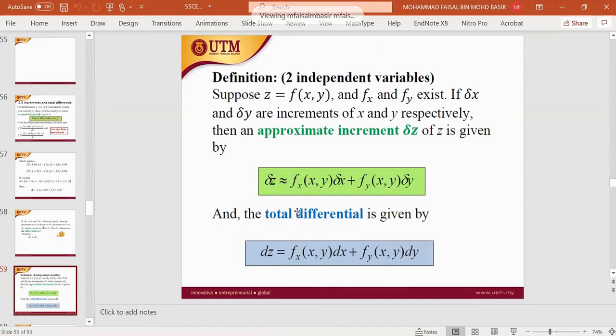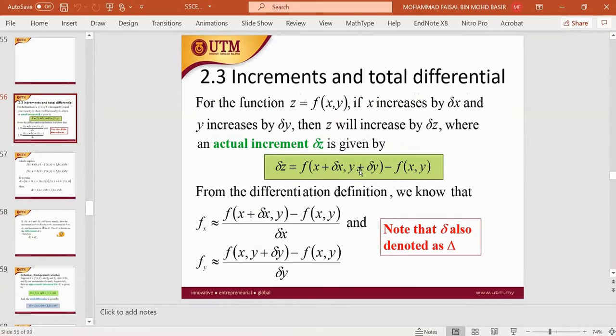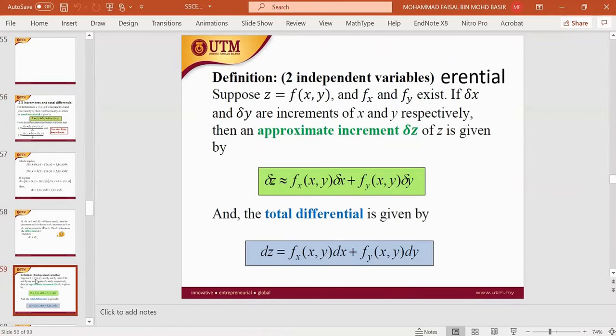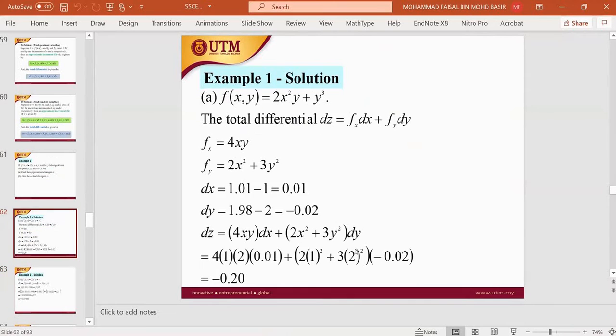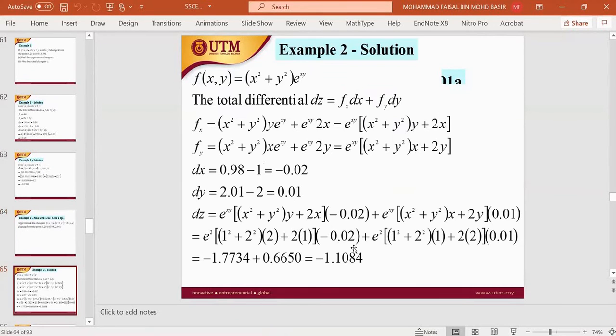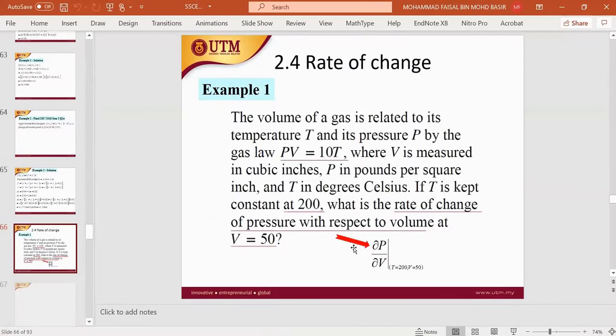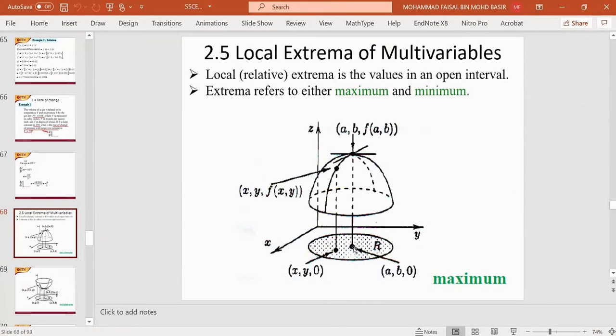So remember, this is the approximate change. This is the actual change. Okay, and this is the total differential. Okay, this is for 3D, the same case. Okay, we start here, right? Correct?